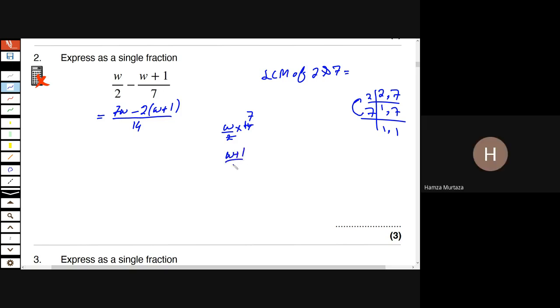Take the second fraction. Sorry, I have a question. Yes. So why do we need the least common factor in the denominator? Shouldn't we just multiply 7 by 2?